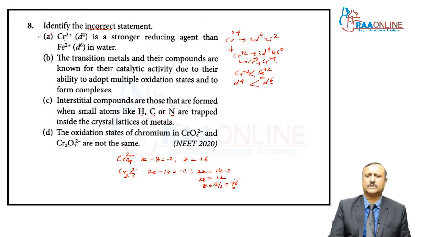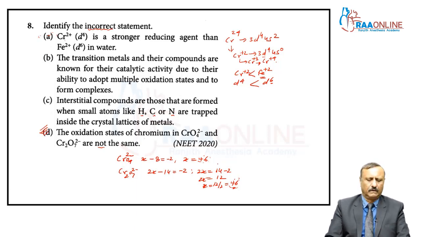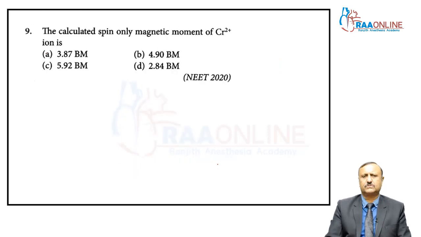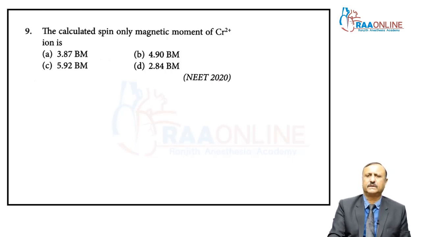So, my dear students, the oxidation state is the same, but this statement says the oxidation state is not the same. So, my dear students, it is an incorrect statement. So for question number 8, the answer is D. Now, my dear students, question number 9: calculate the spin only magnetic moment of Cr plus 2 ion. This question was also asked in NEET 2020.